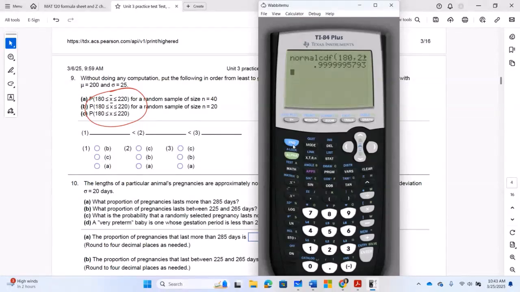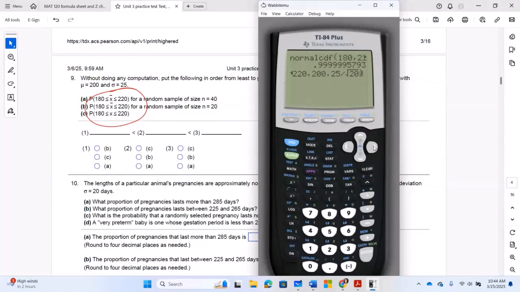I'm going to just say second enter, because the numbers are almost the same. So 180 to, okay, the first one is 180. Let me just make sure I put in the right number. The only thing we are changing here is the sample size, which changed from 40 to 20. So what happens when the sample size changes? I'm going to put 20 there.